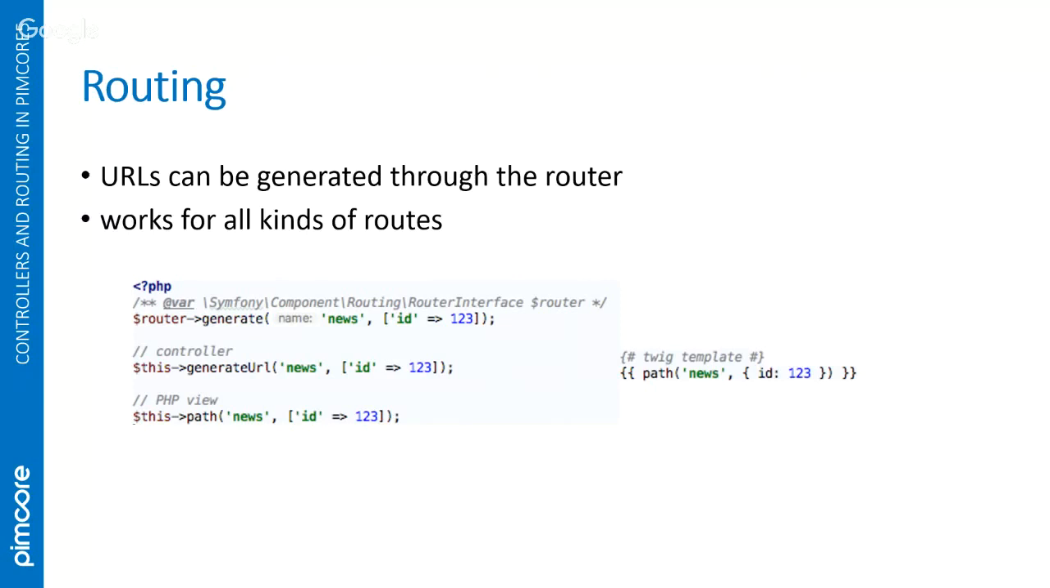So on this slide, you have a couple of examples of how this can be called. Basically, you always have the router instance and can call the generate method on that. And here we see a couple of variations. The router directly has a generate method. The standard controller has a generateUrl method, and view helpers typically expose a path and a URL method, which either generate a relative path or an absolute URL.